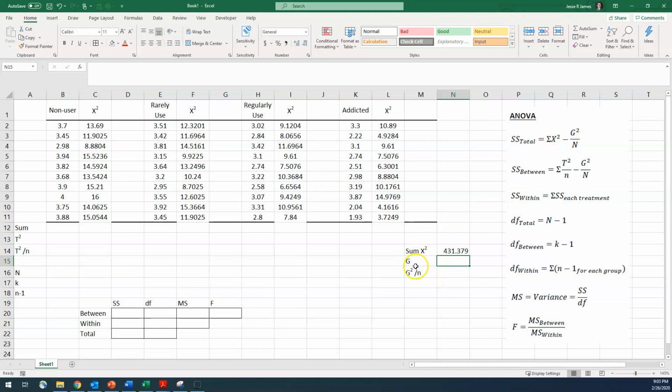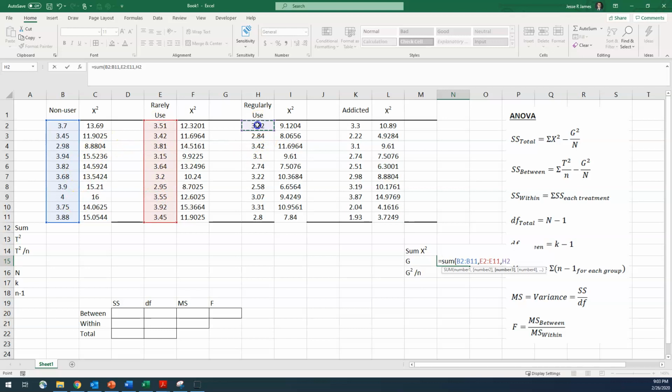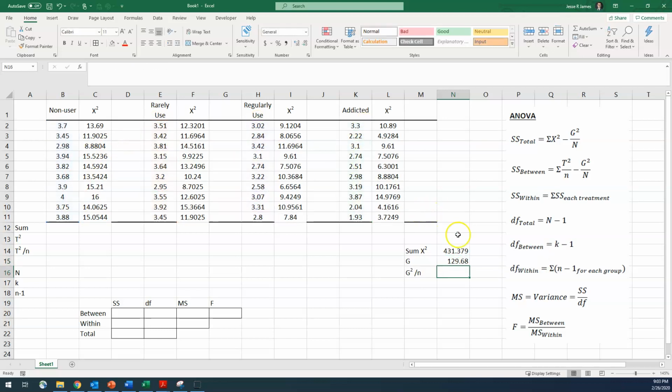I'm going to just figure out what that is right here. G is the grand total of all the scores. So these are the original scores. Sum them all up. And G is 129. In order to figure out this whole component here, we have to square that and divide it by 40, because there's 40 people in this study. So we multiply that by itself and divide by 40. And that comes to 420.423.